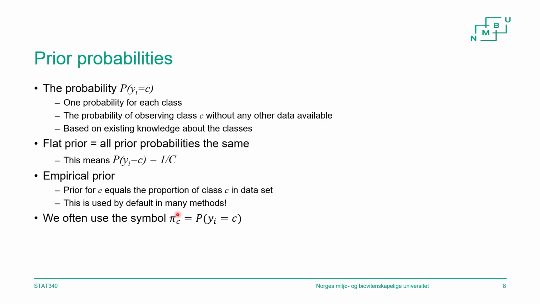Also, we typically use this symbol pi c for the prior for class C. And notice this has nothing to do with the number 3.14. It's simply the Greek letter pi used as a symbol, like any other symbol, right? So it's just a mathematical convention that this Greek letter pi is used in this context. So I will do it as well. It has nothing to do with 3.14.